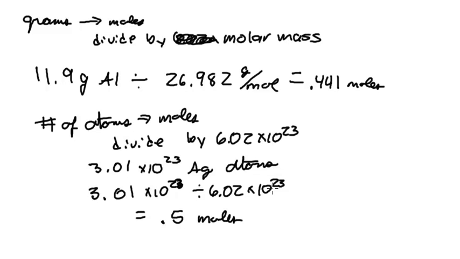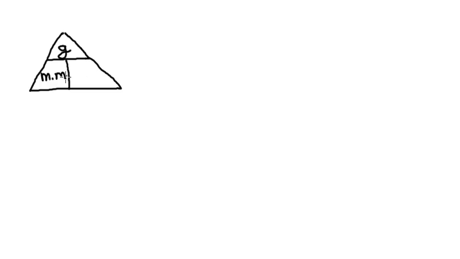Okay, so it's a one-step process to go from something to moles, or from moles to something. Just to make sure we've got it, I have this way to remember it. Make a triangle. This is grams. This is the molar mass. And this is moles. So molar mass, that's what you look up on the periodic table.